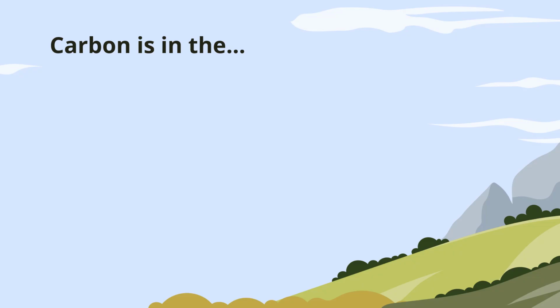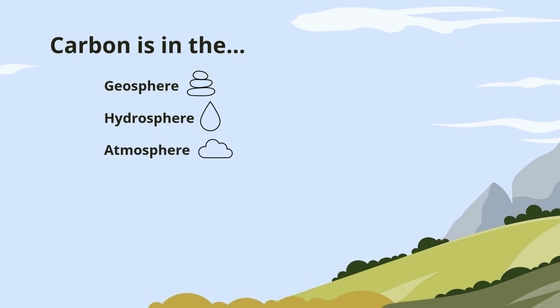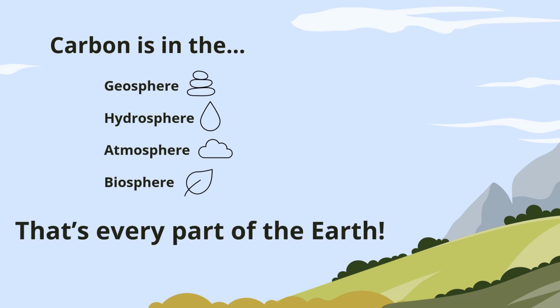So as we've seen through both our fast and slow carbon cycles, carbon is in the geosphere, it's in the rocks, it's in the hydrosphere, it's in water, it's in the atmosphere, obviously, as carbon dioxide, and it's in the biosphere, carbon basically making up all living things. So that's every single part of Earth.